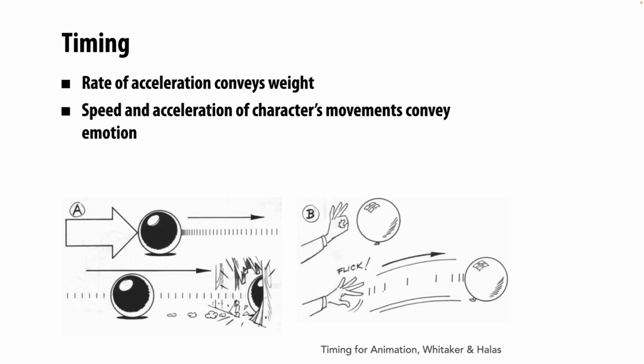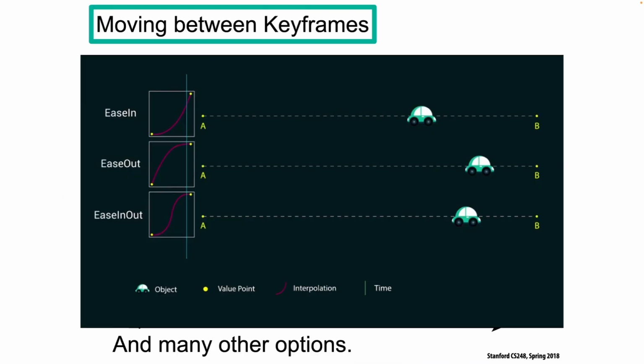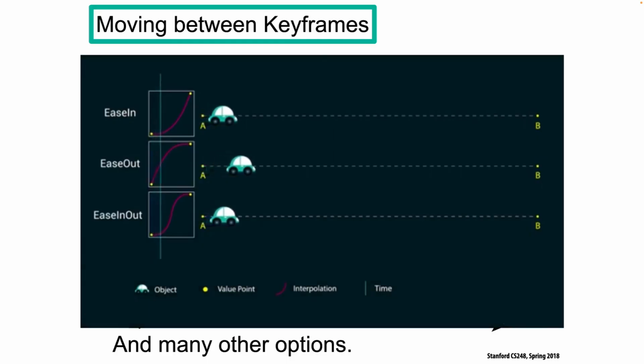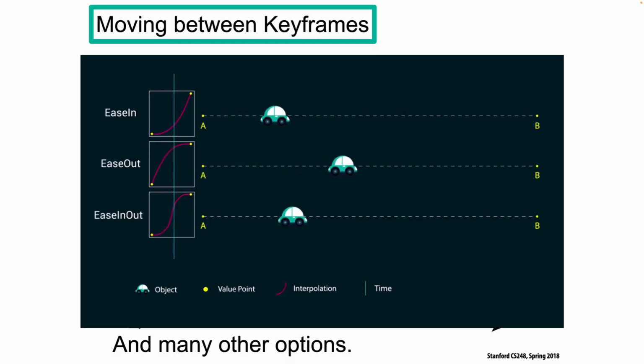Let's go forward. Here's an example. Here, all the objects are going from A to B, right? But one car is speeding out and then slowing down. The other car is slowing and then speeding. So these graphs are showing you the different ways you can go from A to B just by playing with the speed.